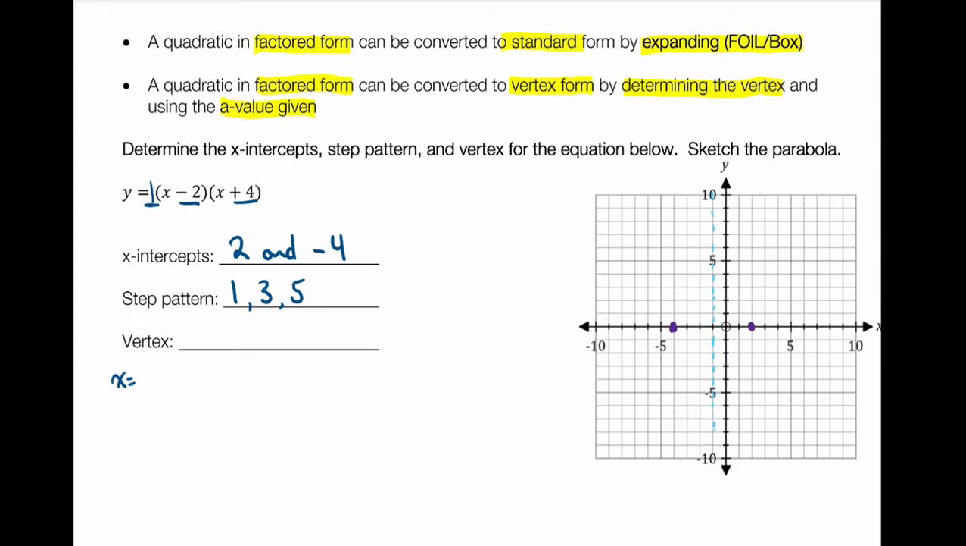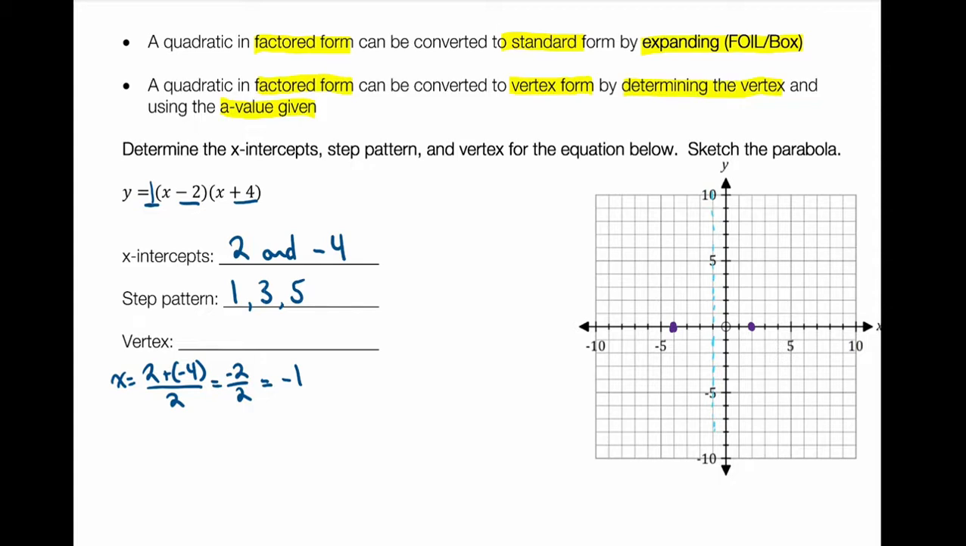Mathematically, if we want to figure out that middle value, we add our 2 roots, so 2 plus -4, and divide by 2, or basically find the halfway value, or middle value. So we get -2 over 2, which equals -1, which is what we've seen using our grid to help us find the middle.